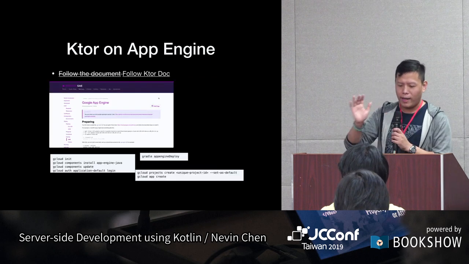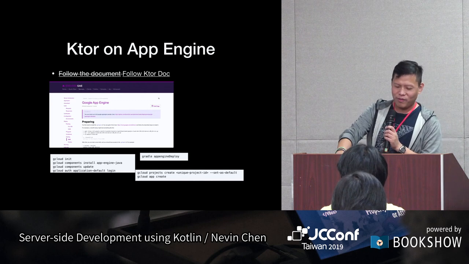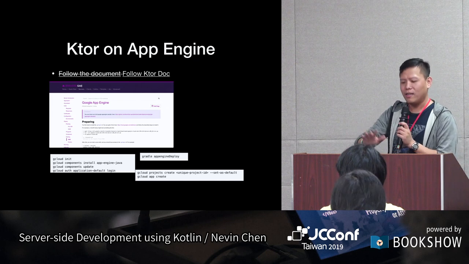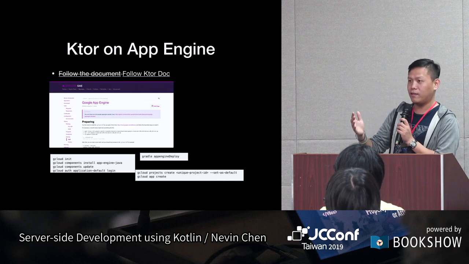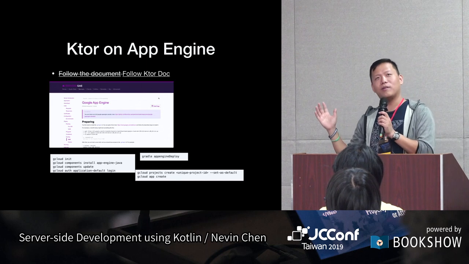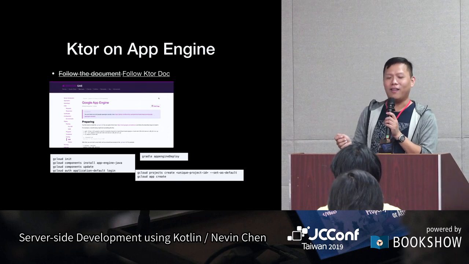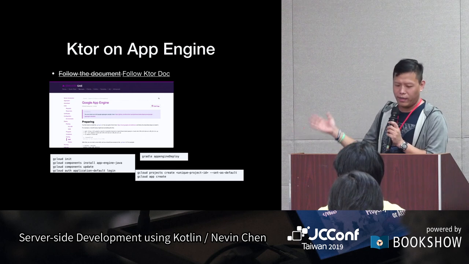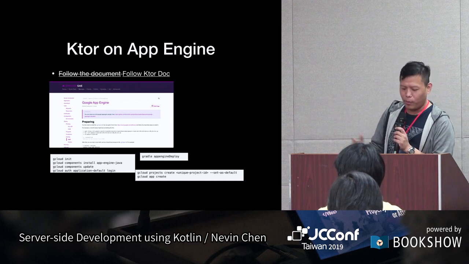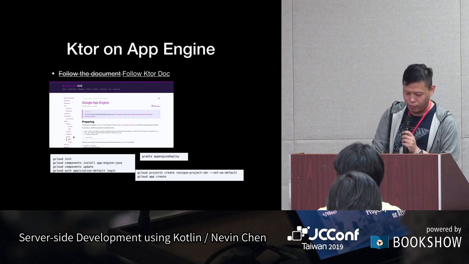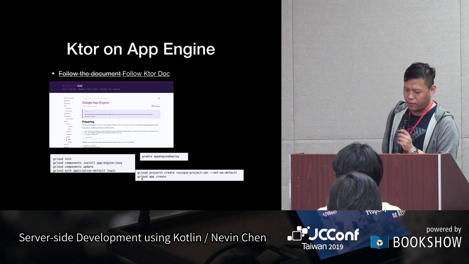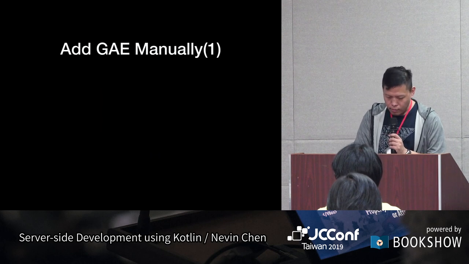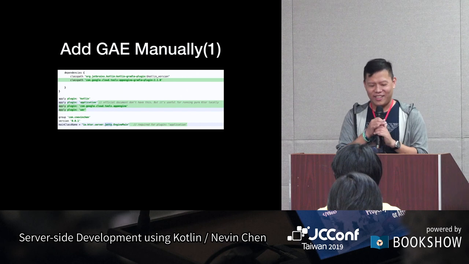If you want to try App Engine using Ktor, don't follow Google's documentation. It will kill you because you use Servlet. I first thought, oh, Servlet is similar to Ktor, probably, so I can adjust a few things and it can work. No, it won't. So follow the Ktor doc. The Ktor doc has a very good example of how to deploy on Google App Engine. Just a few lines of commands, and then you can deploy. It's very easy.